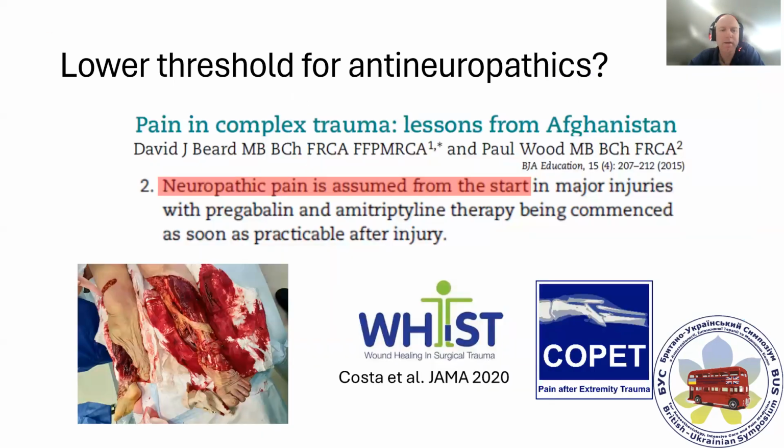thereafter. We have a very low threshold for anti-neuropathics based on colleagues' experience from working in Camp Bastion in Afghanistan, where neuropathic pain was assumed from the start in major injuries. And you can see an injury such as this on the left, where a London bus has gone over somebody's legs. You would expect there to be neuropathic pain.